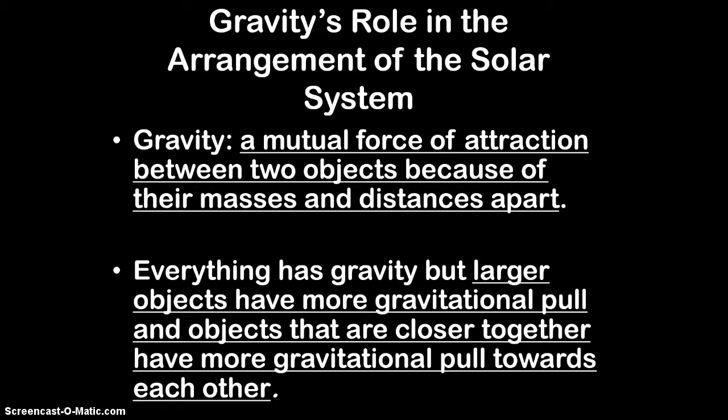This one down here explains why our moon revolves around our planet as opposed to revolving around the sun in an orbit similar to the planets. It is smaller. The Earth has a larger mass, but it's also closer to it. So the closeness affects the moon's orbit.